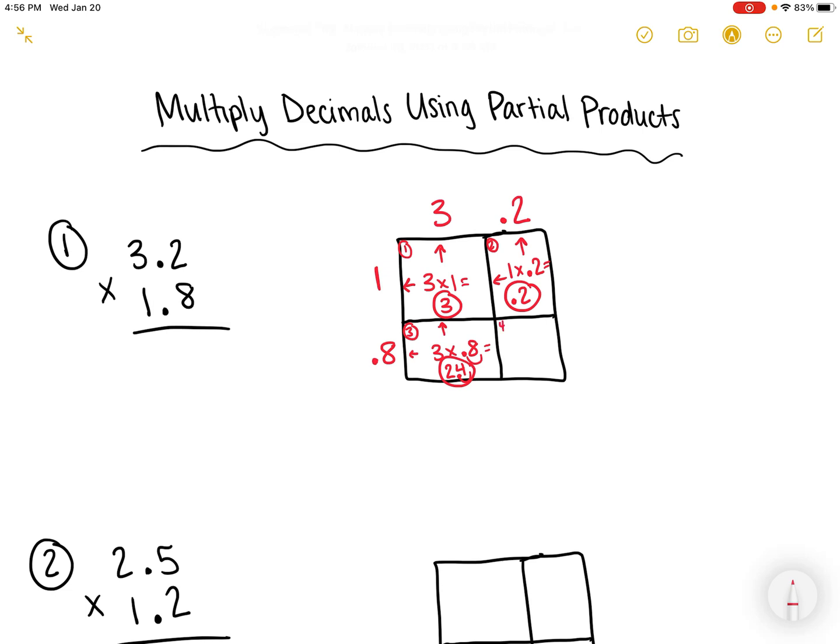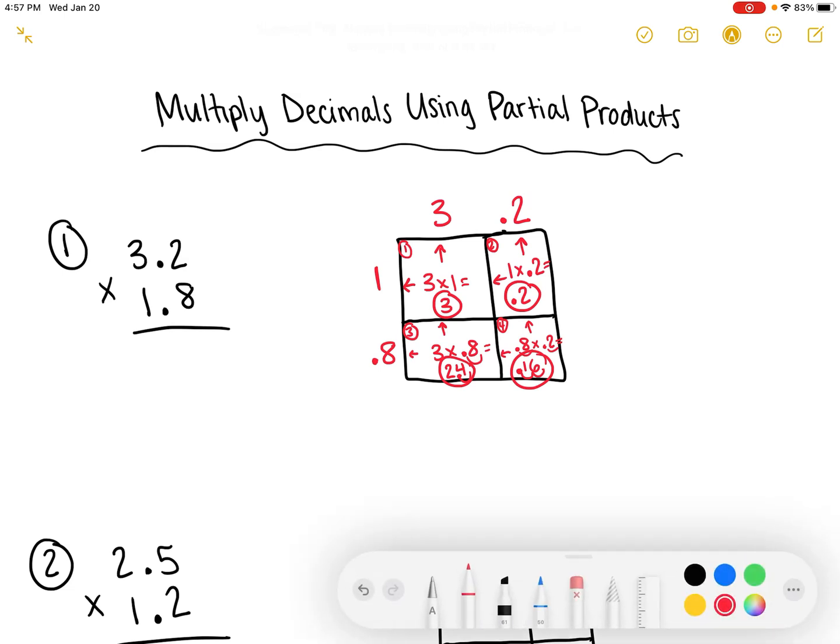And then finally our last box. Look up and to the side. We have 8/10 times 2/10. So 8 times 2 is 16. I have to move my decimal in 2 times. So my answer is 16/100ths. So now the 4 numbers that I've circled are the partial products. Now to find our answer, we have to add these partial products together. So let's line them up and add them together.